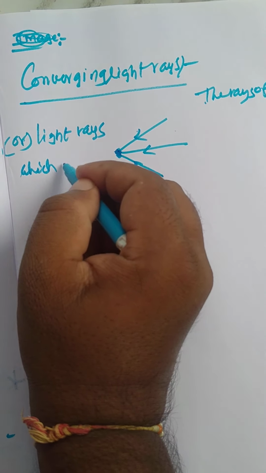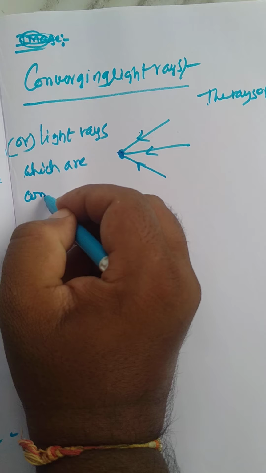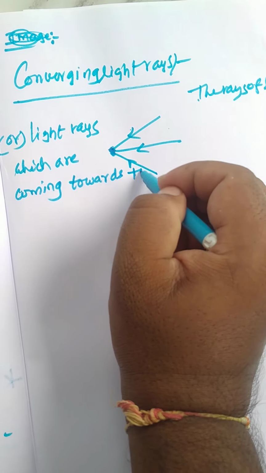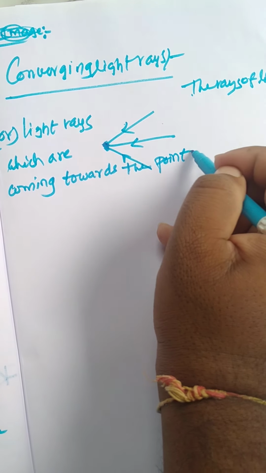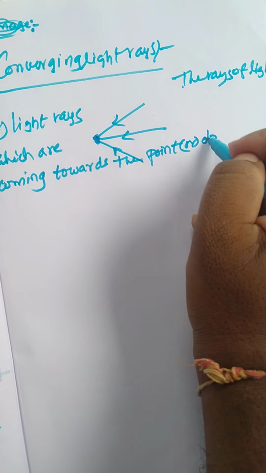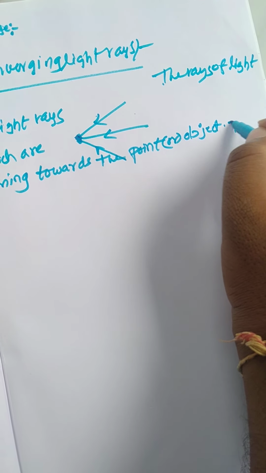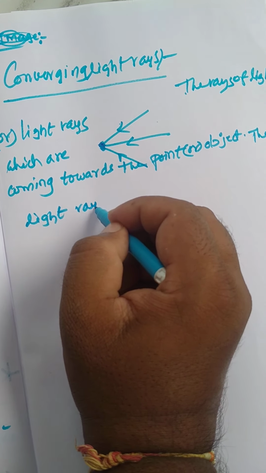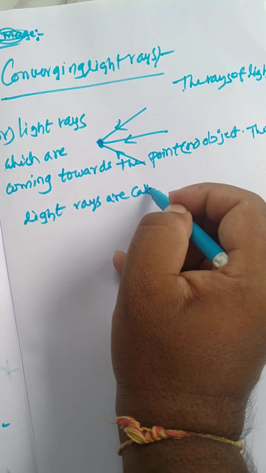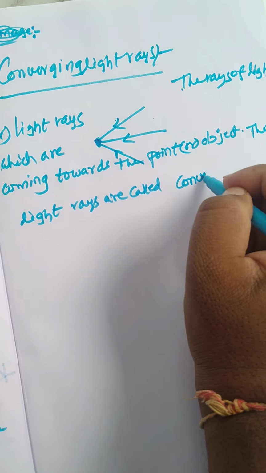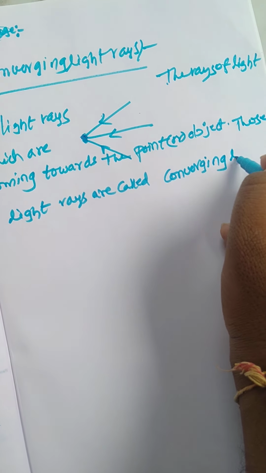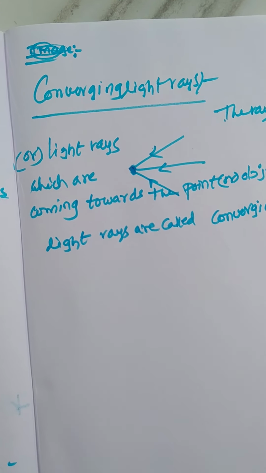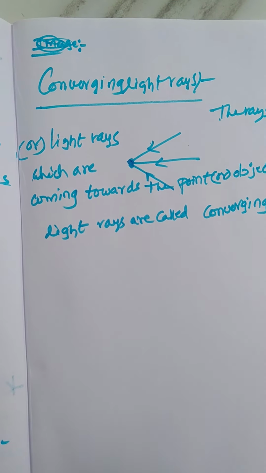The light rays which are coming towards the point or object, those light rays are called converging light rays. So this is about converging and diverging light rays, dear students.